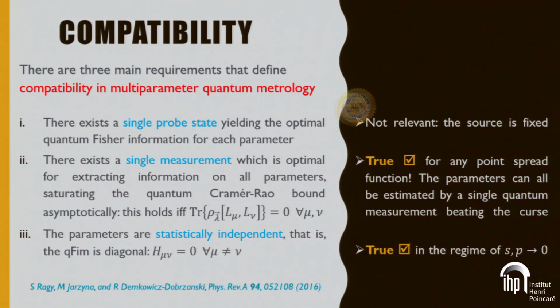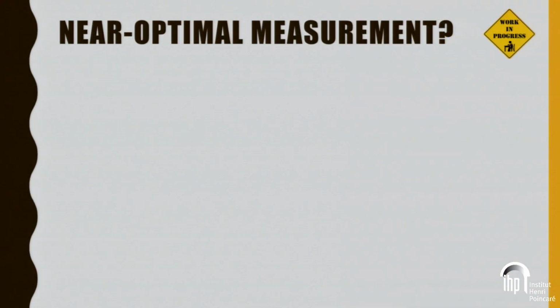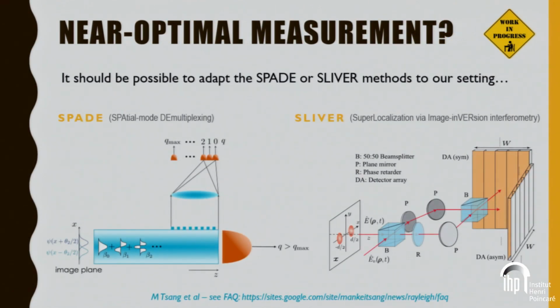We have shown in principle that there is compatibility. We can estimate all these parameters with finite precision with some optimal measurement that I personally didn't find yet. I didn't look for it yet. So what is it that we have to do next? We have to go and try to construct a measurement that people can actually implement in the lab.